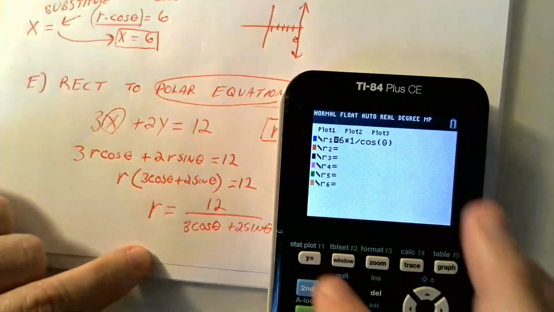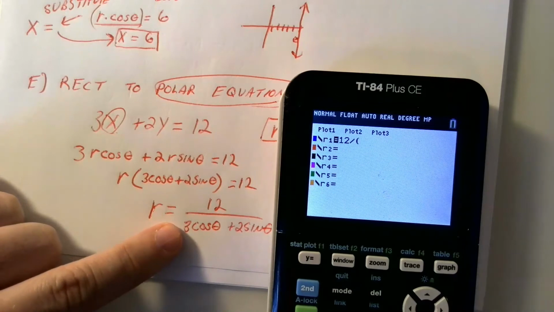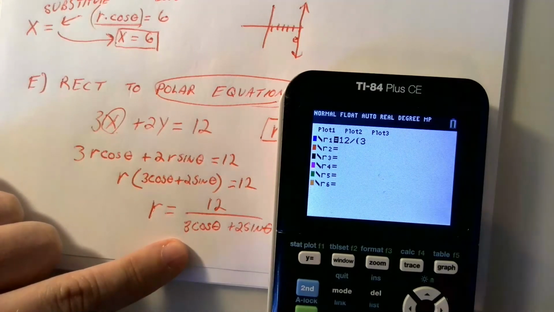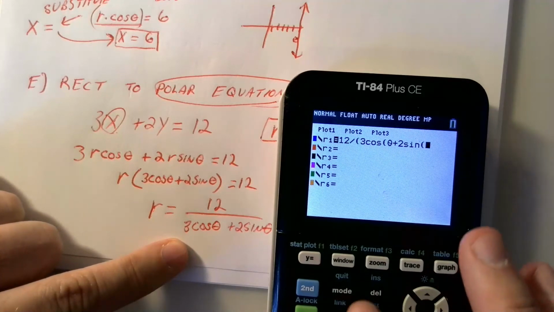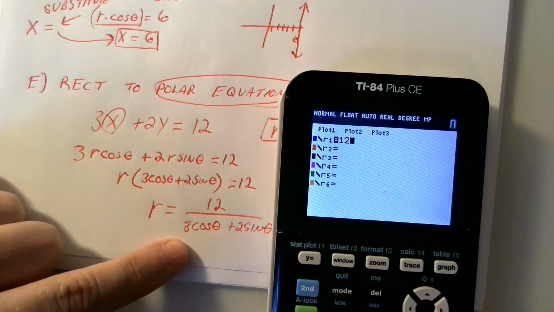I think you can see that okay. So I go to my r equals, and I get 12 divided by, make sure you put parentheses because this is a whole big thing, 3 cosine theta plus 2 sine theta. Oh, clear, let's try that again. 12 divided by parentheses 3 cosine theta, close parentheses around your theta, plus 2 sine theta, close parentheses around your theta, and now around your denominator.